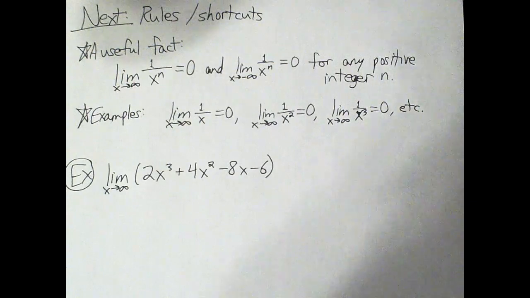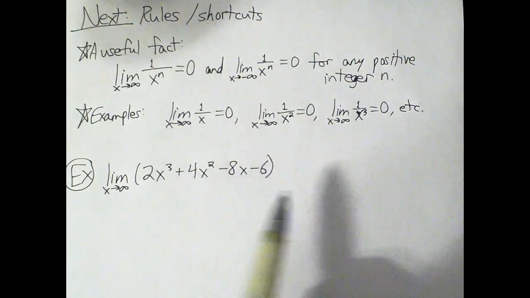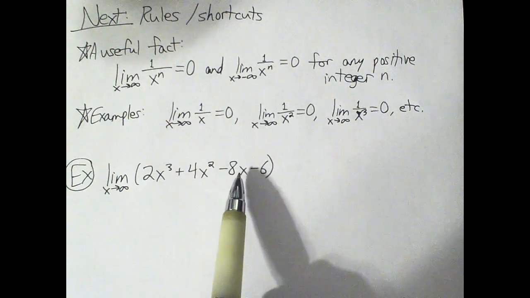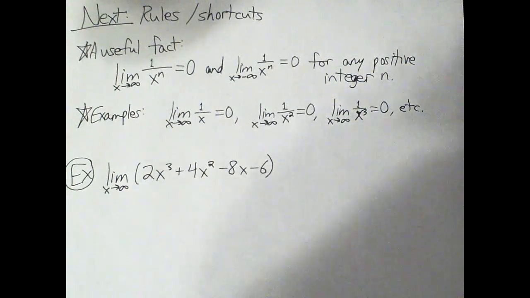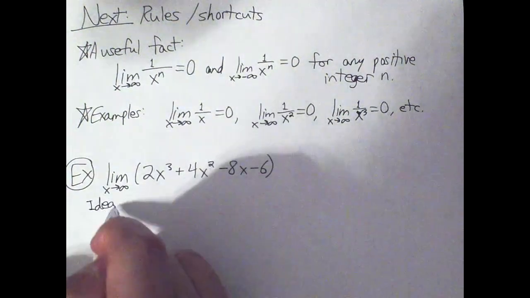I mean, if x were approaching 0 or some finite number, I know what we would do in that situation. But here, x is approaching infinity. We can't just plug in infinity like a number. What would you do? You would have infinity plus infinity minus 6. It wouldn't really make sense. So we're not going to do that. I'm going to show you a clever little idea.